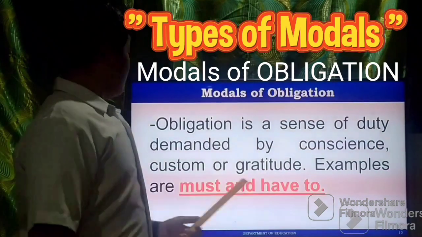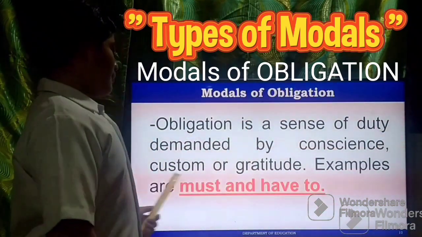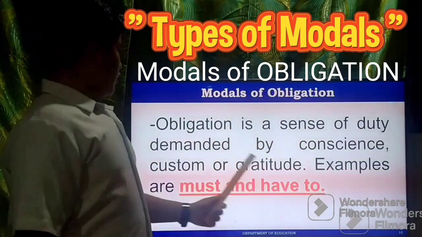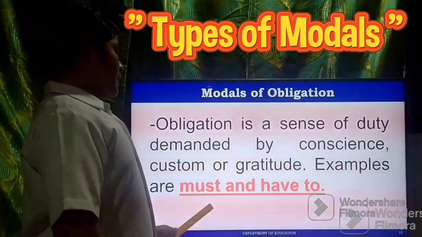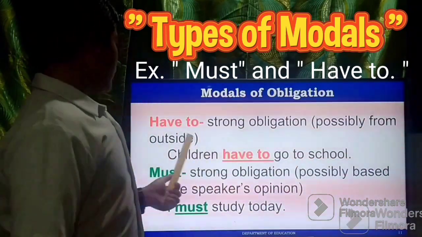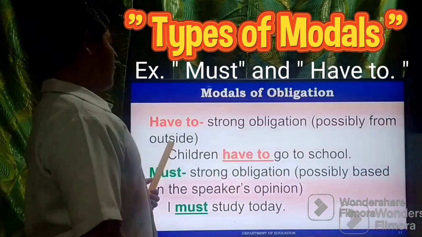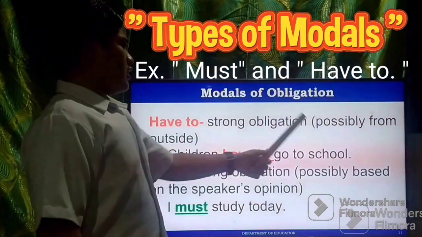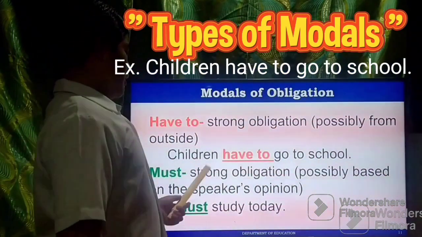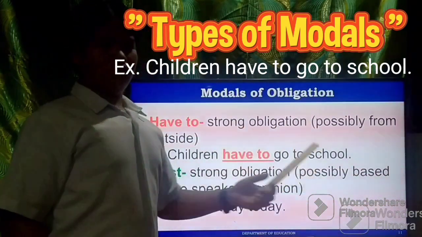Modals of obligation. Obligation is a sense of duty demanded by conscience, custom, or gratitude. Examples of modals of obligation are must and have to. We have here the modal of obligation have to. Have to: strong obligation, possibly from outside. Example: children have to go to school.